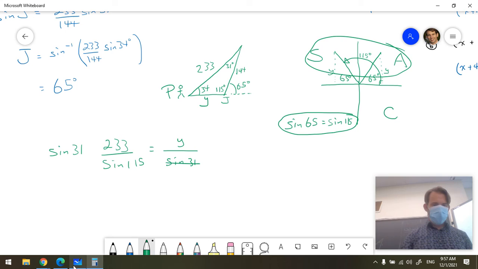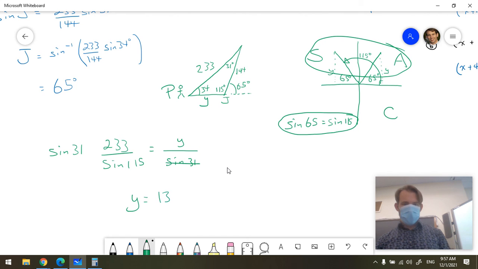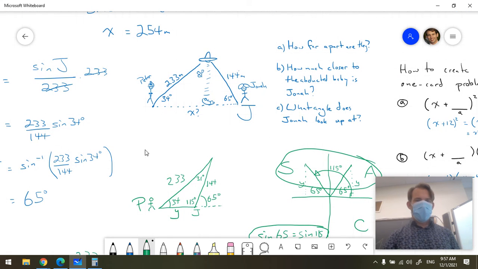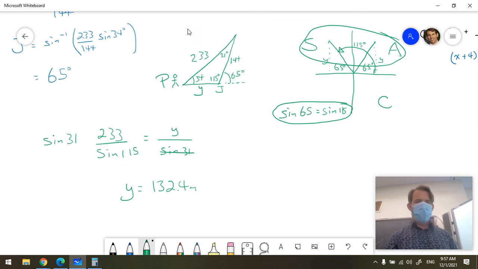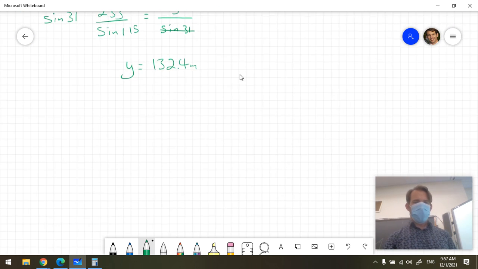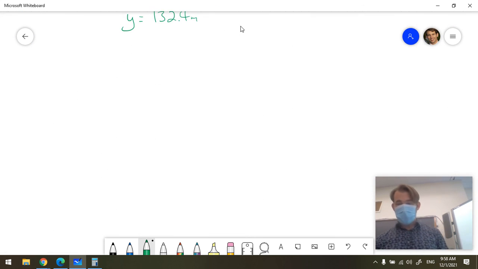Yeah, so there we go. So that is the distance here of y. y is 132.4 meters. So in this case, there's 132.4 meters between Jonah and Peter. Up here, there was 254 meters. So let's expand this triangle. We'll draw both of them, and I'll show you how we can use that idea to solve their distance from the baby. So here is Peter.